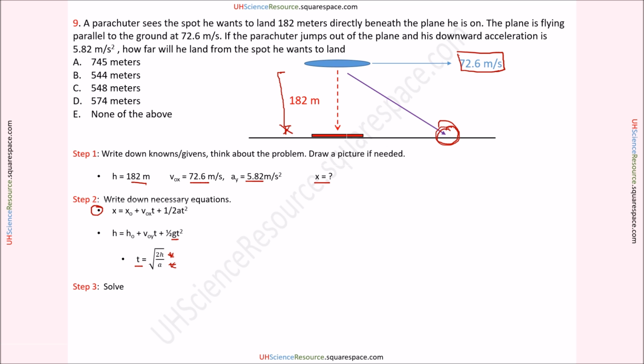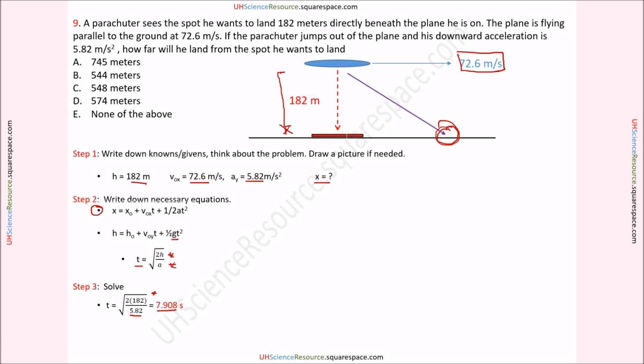So let's go ahead and plug in our numbers and try to solve for this. If we plug in our height of 182, multiply it by 2, and divide it by the acceleration given as 5.82, we're going to get 7.908 seconds. And so that's the amount of time he stays in the air before he hits the ground.